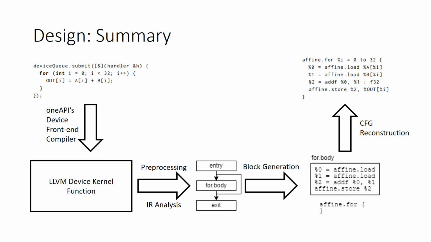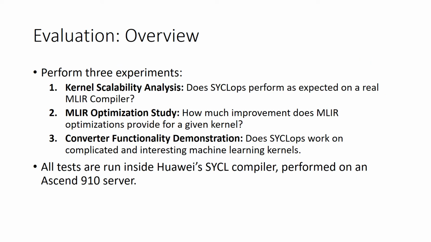Let's look at how it performs. To demonstrate how SYCLops performs, we ran 3 experiments. A kernel scalability analysis, which was done to answer the question, does SYCLops perform as expected on a real MLIR compiler? Next, an MLIR optimization study, which was done to answer the question, how much improvement does MLIR optimization provide for a given kernel? And then a converter functionality demonstration, which answers the question, does SYCLops work on complicated and interesting machine learning kernels? All tests are run inside Huawei's SYCL compiler, performed on an Ascend 910 server.